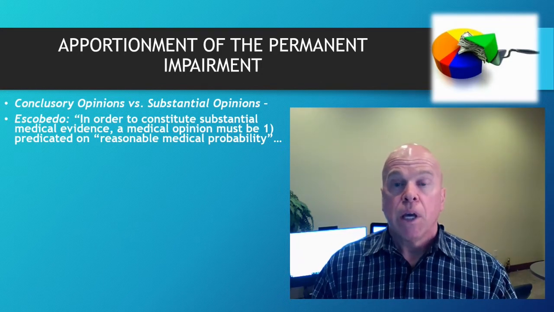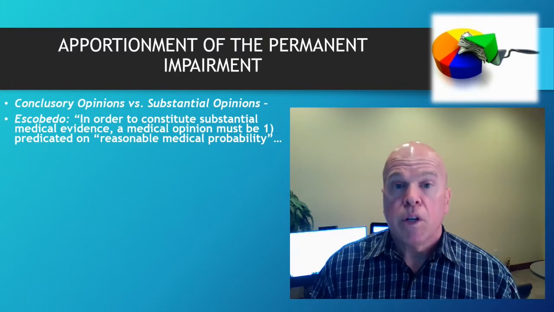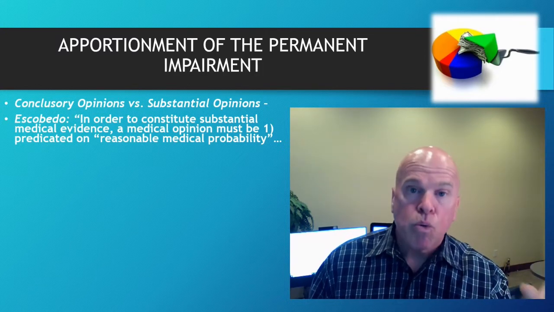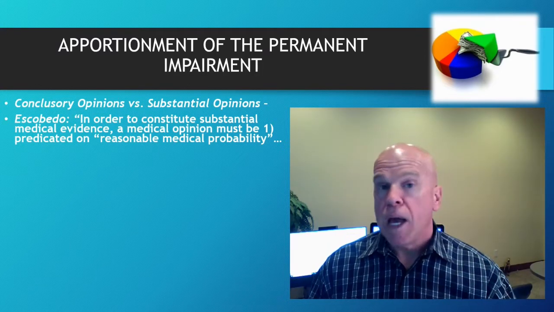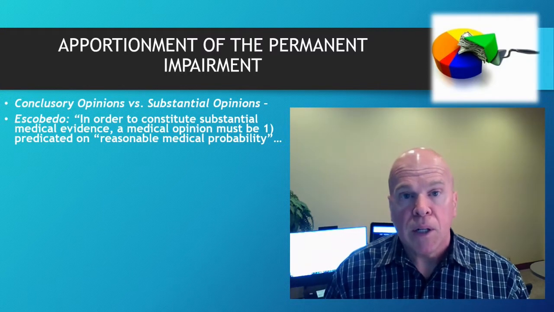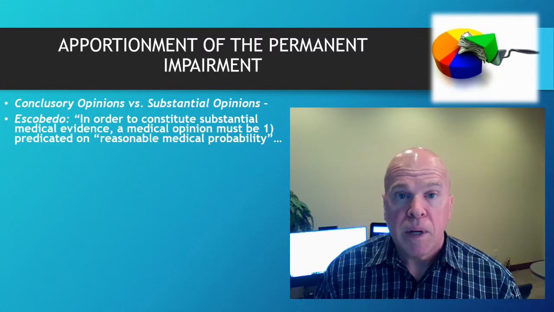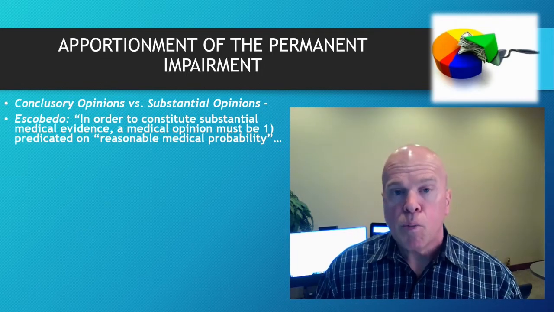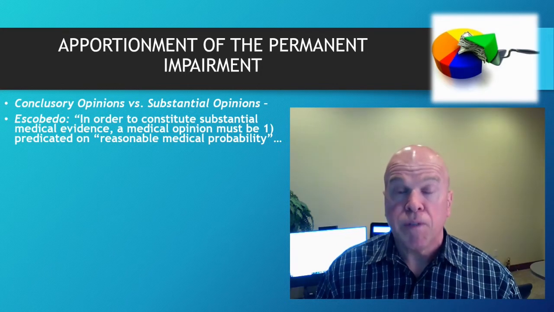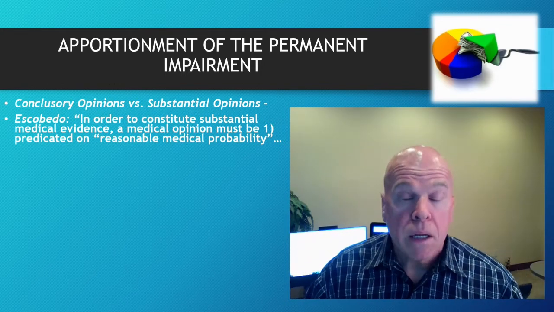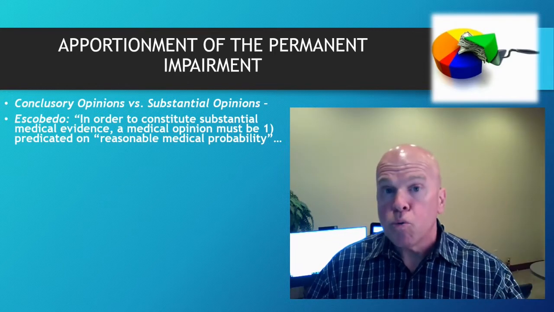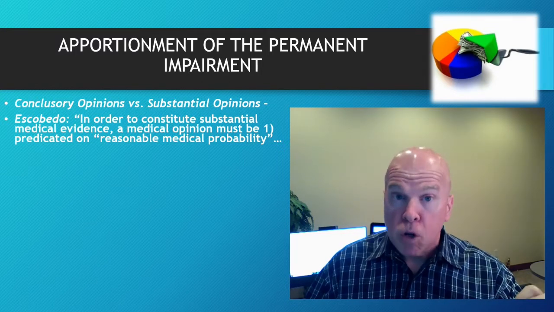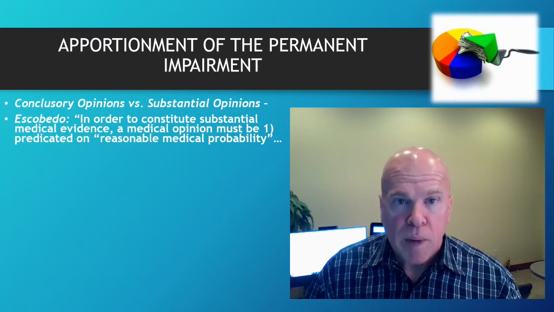So you would say, in my opinion, comma, within reasonable medical probability, comma, and then provide the conclusory portion of the opinion. In my opinion, within reasonable medical probability, 50% of the permanent impairment is due to the April 1st, 2020 industrial injury, comma, and 50% is due to other factors, period. And that becomes the conclusory portion of the opinion, but you've begun to qualify it as substantial by first predicating it on reasonable medical probability.